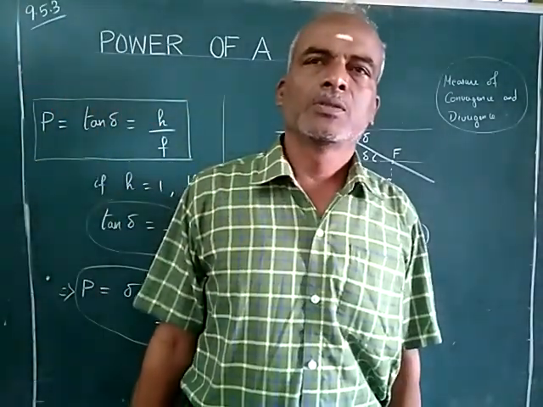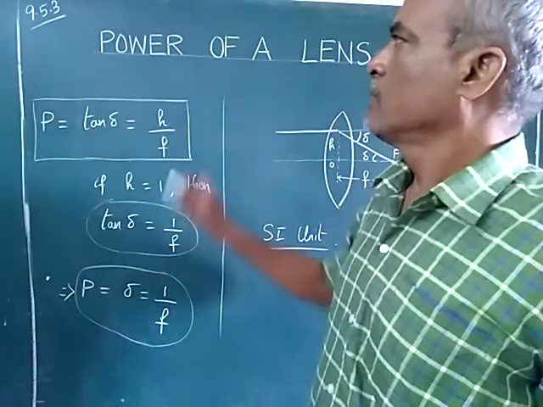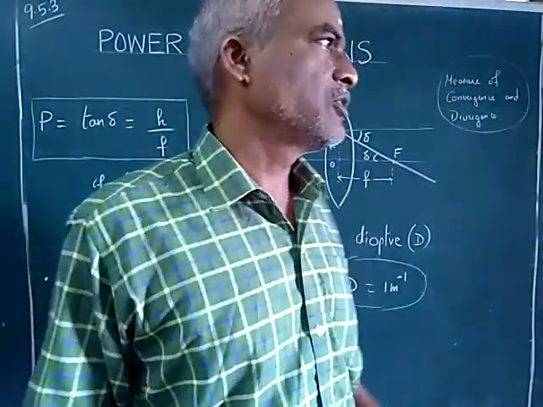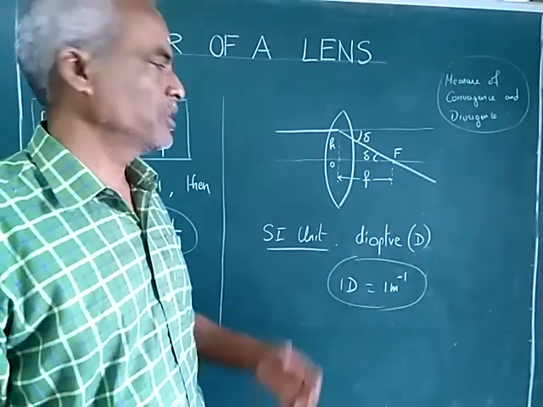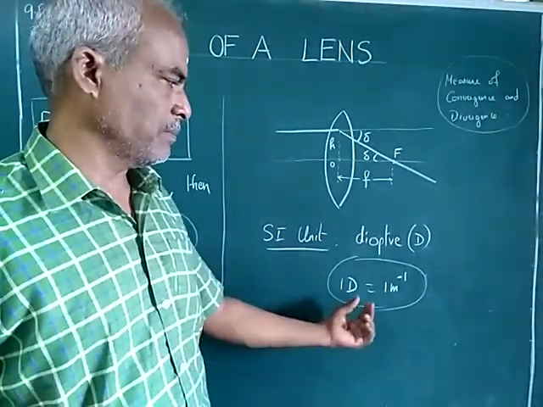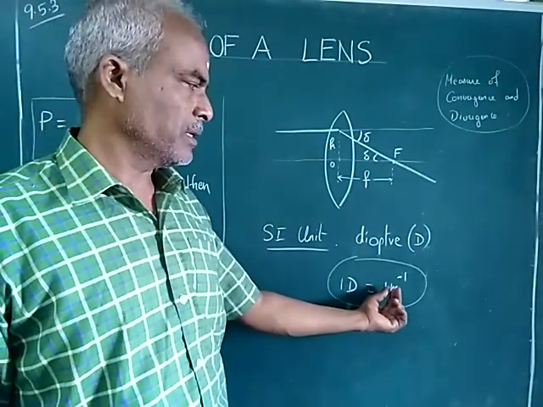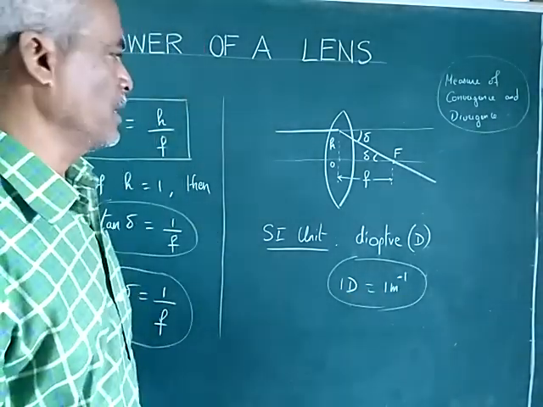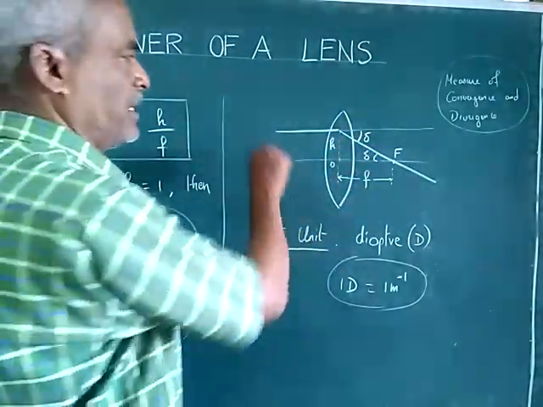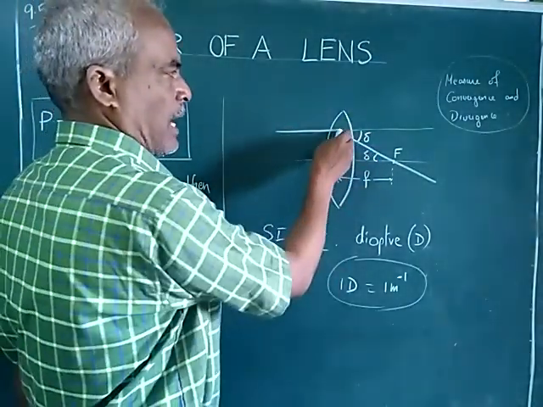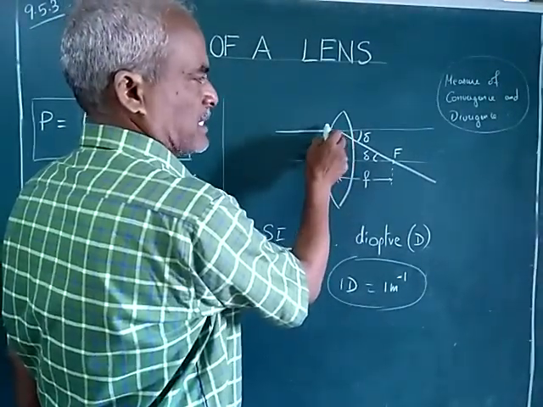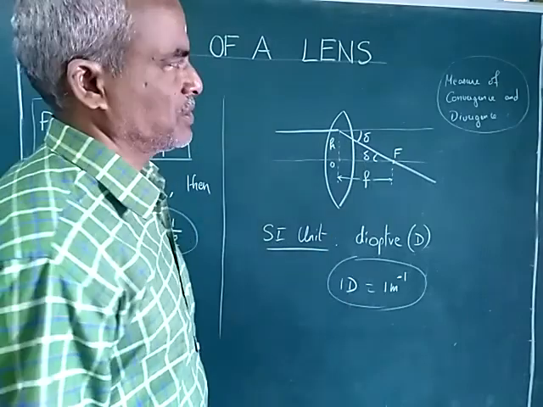Hello viewers, today we are going to see about power of a lens. Actually, we are going to define one unit called diopter, D, which is nothing but 1 meter power minus 1. Now we have a lens and the light rays come in, and based on the lens type the rays can converge or diverge.